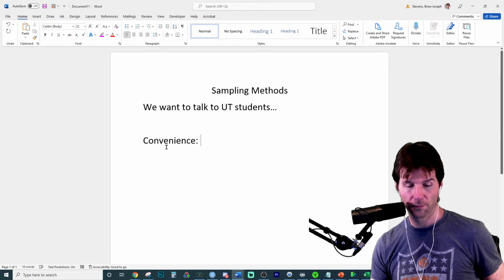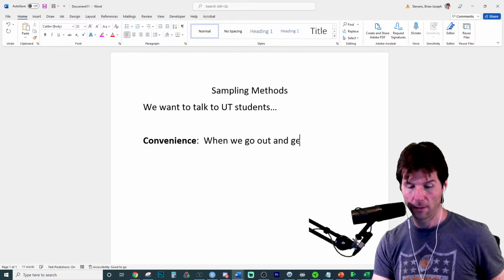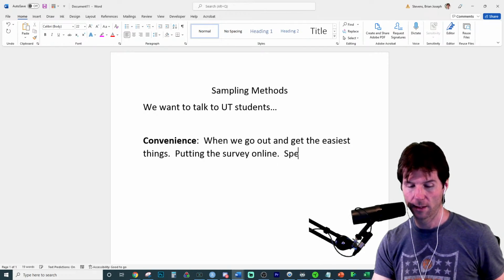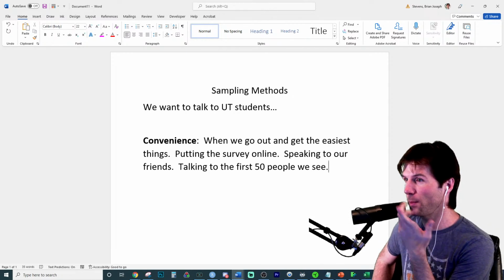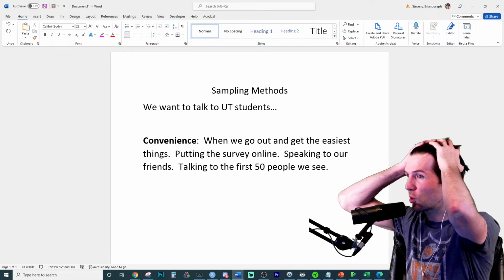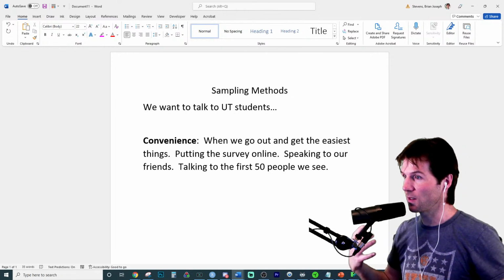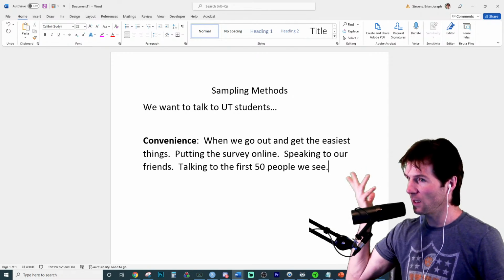Convenience sampling is when we put the survey online, speak to our friends, talk to the first 50 people we see. So there are some examples of convenience sampling, probably an easier one to remember because it's convenient. Like a convenience store that came up this morning. A convenience store means it's easy to get to. It's like on the corner. It's meant that this is easy for us to get to.